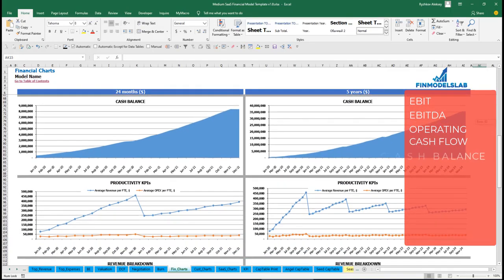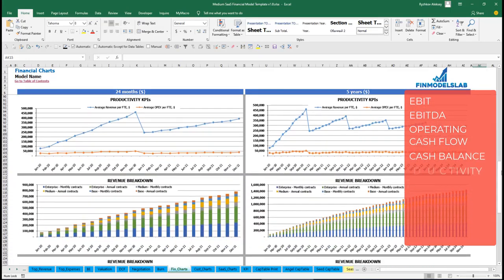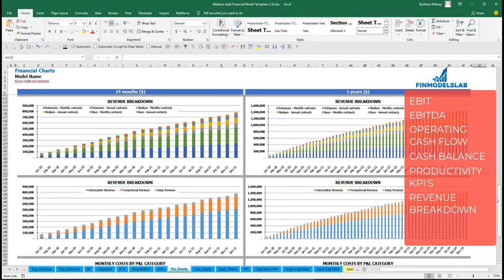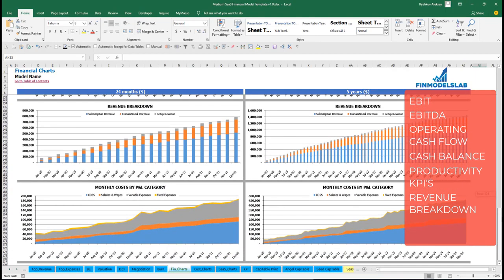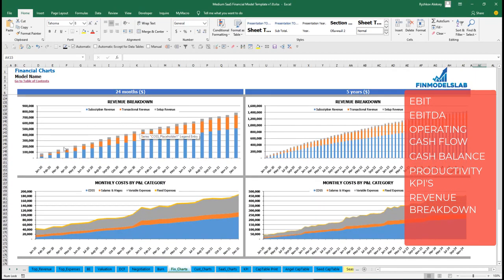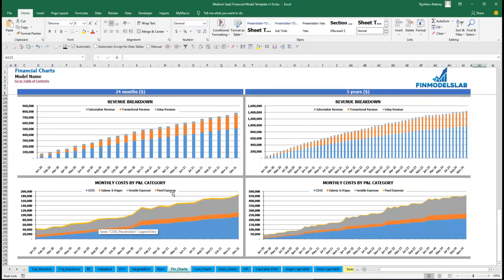Then cash balance chart and productivity KPIs, which will show you the average revenue per FTE and average OPEX per FTE. Then you may see the revenue breakdown, which is broken down by 3 offerings and contracts, monthly and annual. In total 6 different revenue streams. And the next chart will show you the revenue breakdown by revenue type, which is subscription revenue, transactional revenue, and setup revenue. On the final chart in this sheet, you may see the monthly costs broken down by cost of services sold, salaries and wages, variable expenses, and fixed expenses.